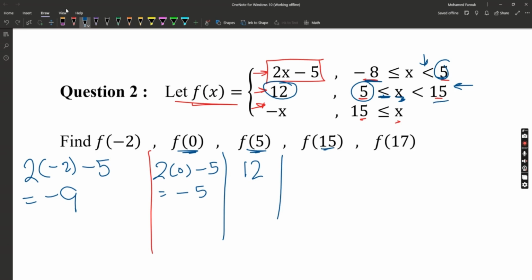15, where's 15? We have 15 repeated two times, but here we have all of the numbers bigger than or equal to 15. So we will take this part, which is -x, meaning negative x. Since x was 15, it will be -15. Okay, here's f of 17. Do we have 17? Yeah, we have it. 17 is bigger than 15, so we'll take the third part, also -x, so it will be -17. Okay, next.